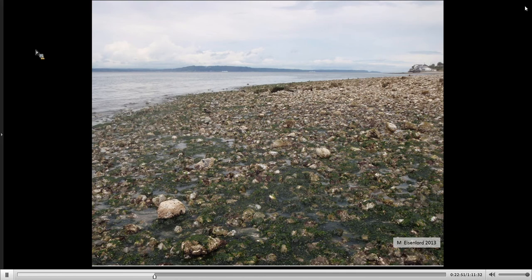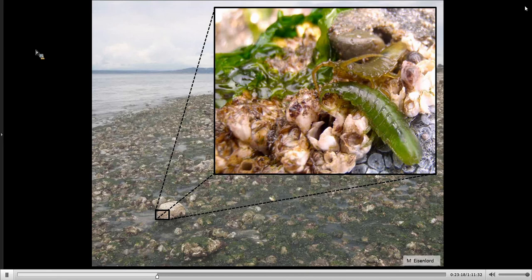So I want to show a beach. I look at a beach and I see this, right? This is a beach where we studied algal community composition and isopods in the sand, in Puget Sound. And what the isopod experiences, of course, is a much different world. It's still that world, but it's at the level of the barnacles, you know?